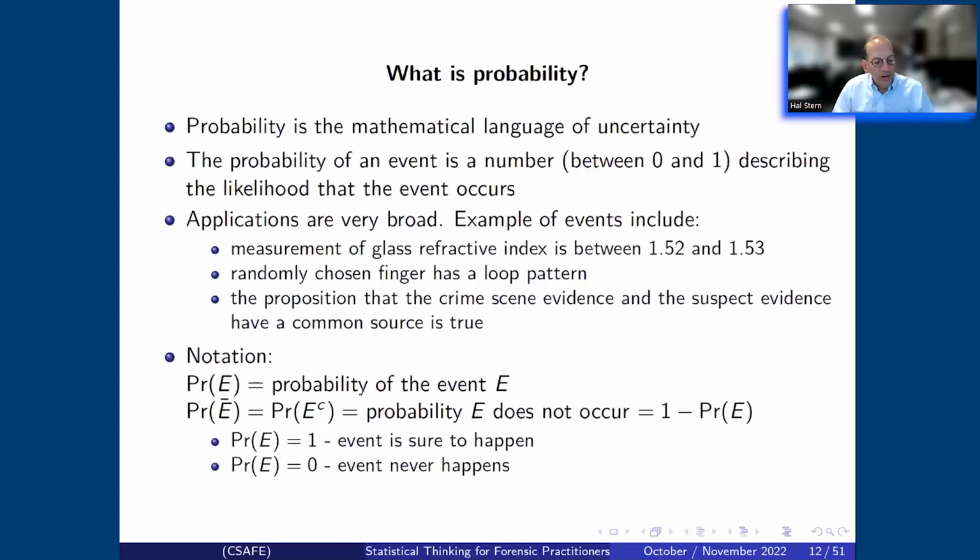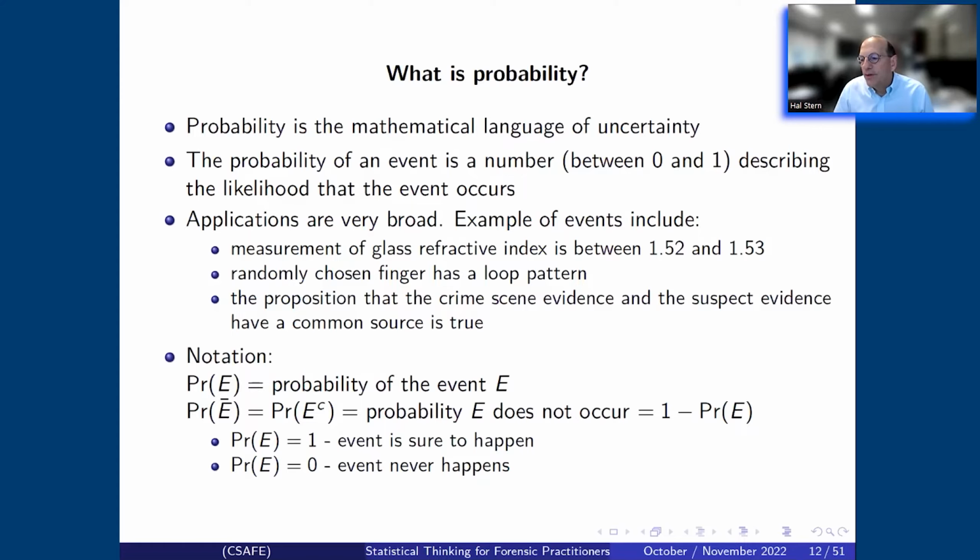So on to the meat of today's session. What is probability? Probability is the mathematical language that we use to talk about uncertain events. A probability is a number between 0 and 1, describing the likelihood that some event occurs. What do I mean by events? Almost anything counts as an event.